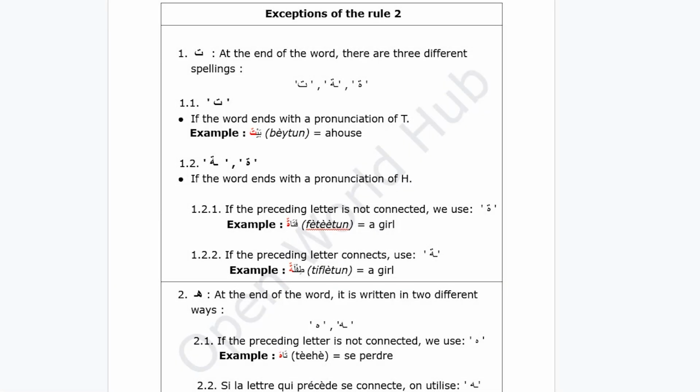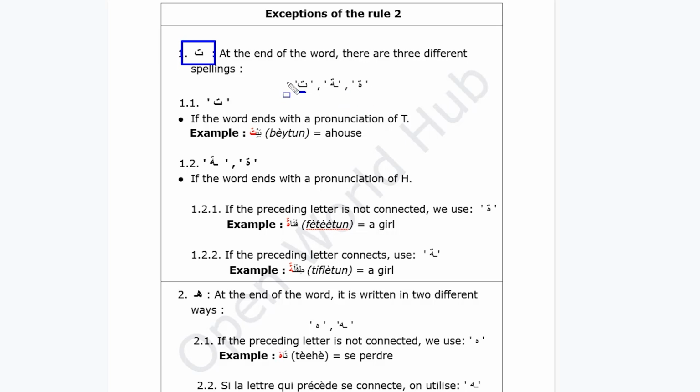Now let's see the exception of the rule number 2. Rule number 2 consists in that the majority of letters are written the same as the standard form, except some letters. One of those letters that have an exception is the letter T. T at the end can be written like this, or like this.